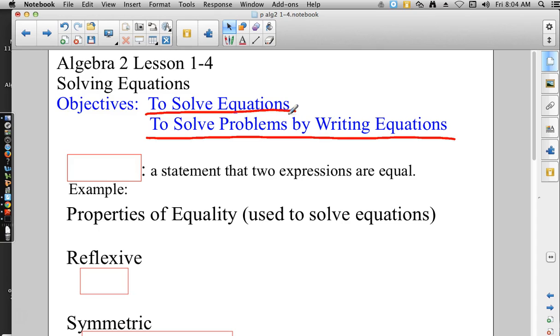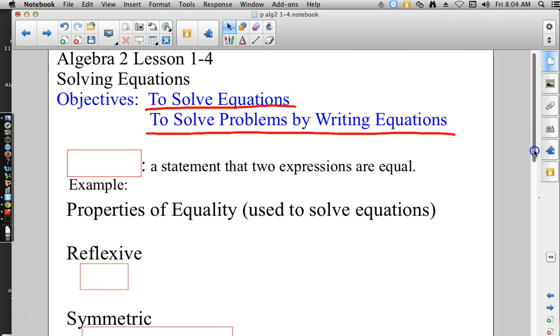We're going to solve equations. It's going to feel like stuff that you know. It should feel like review. And to solve problems by writing equations. Now that's going to be some word problem stuff, applications, but not a big deal. We're going to ease right into those, and hopefully you'll feel like, hey, I remember all this stuff.